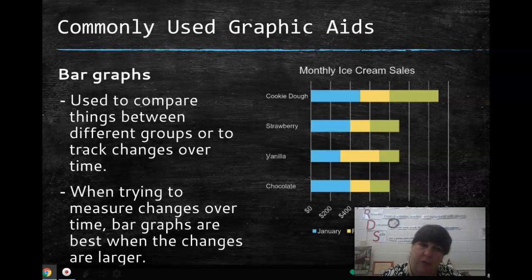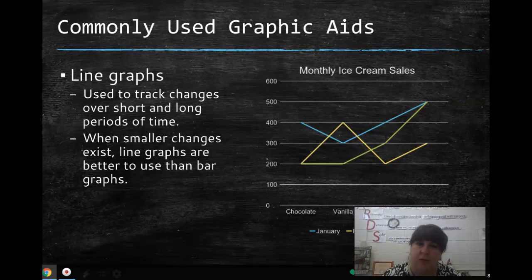Bar graphs, you can see here that they can also be used for comparisons, and also when you're trying to measure changes over time, these might be the best because they'll show those changes in a larger fashion that you can see them.